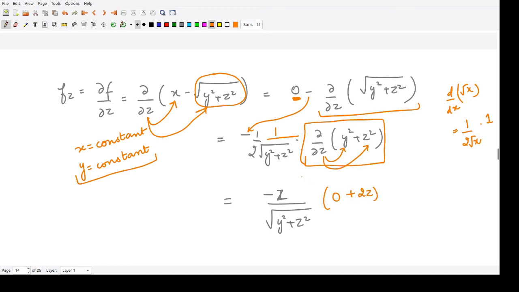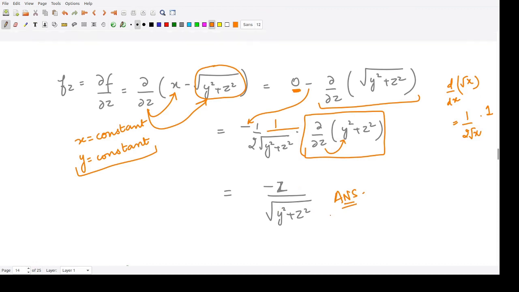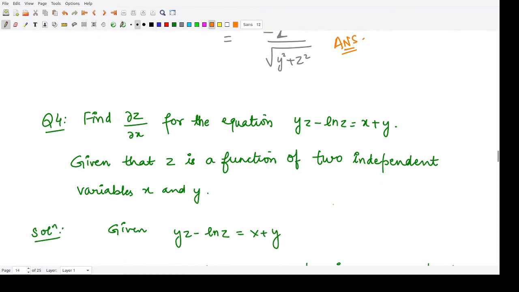So finally this 2 and this 2 would cancel out, and you will be left with minus z divided by square root of y square plus z square. So this is the final answer: minus z divided by square root of y square plus z square.